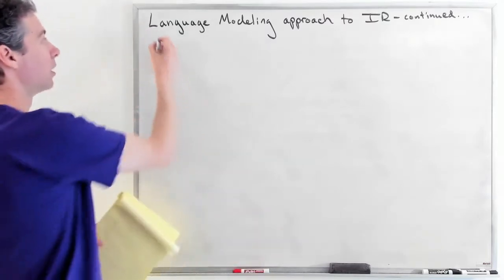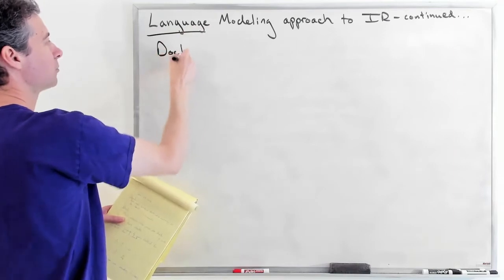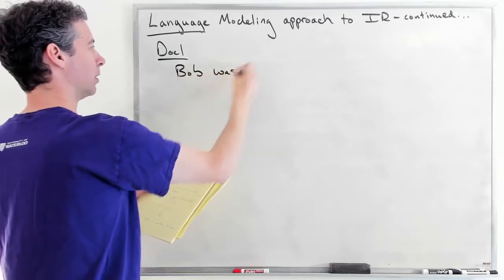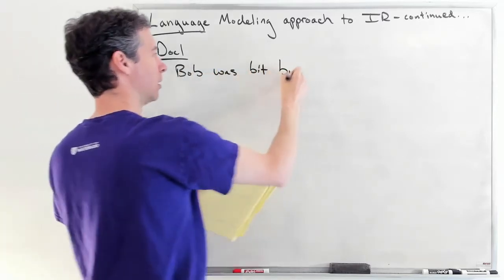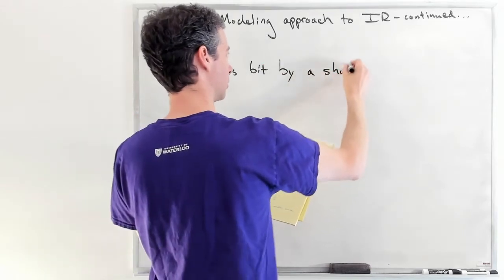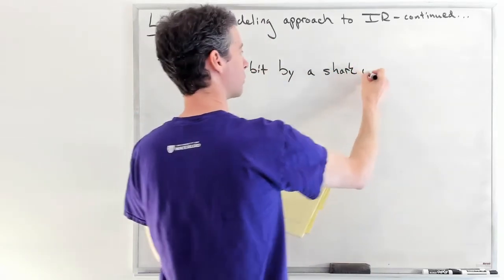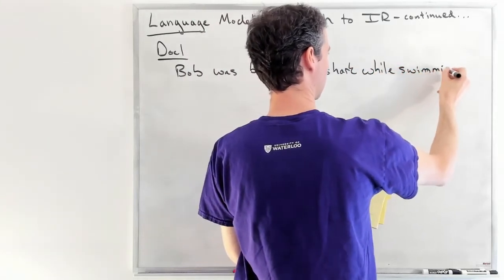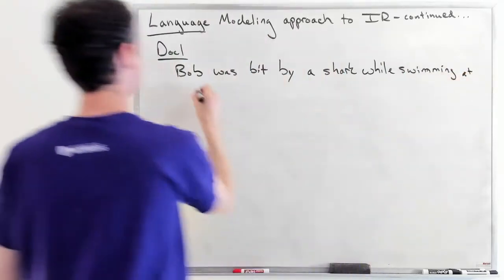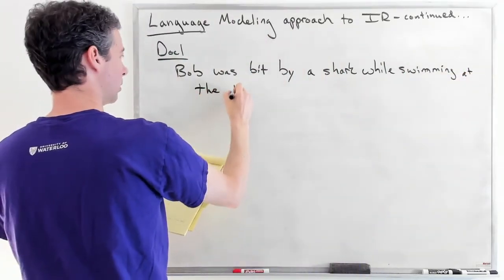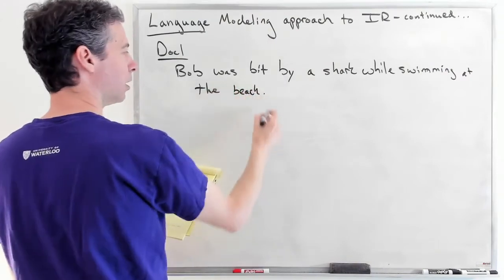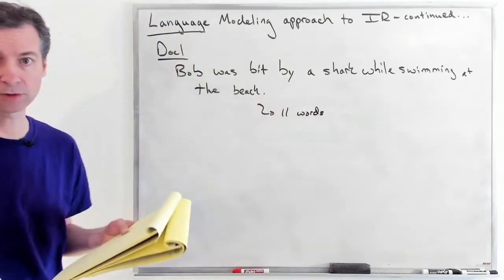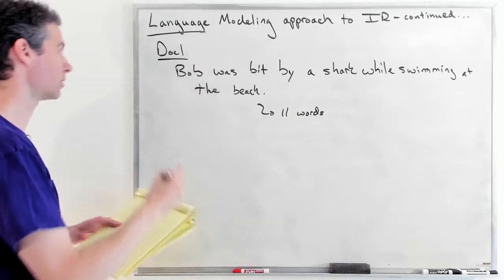All right, so let's say we have document 1 here, and this document says: Bob was bit by a shark while swimming at the beach. Poor Bob. By the way, there are 11 words in this sentence, and let's say we're using our standard way to tokenize and turn it into words.